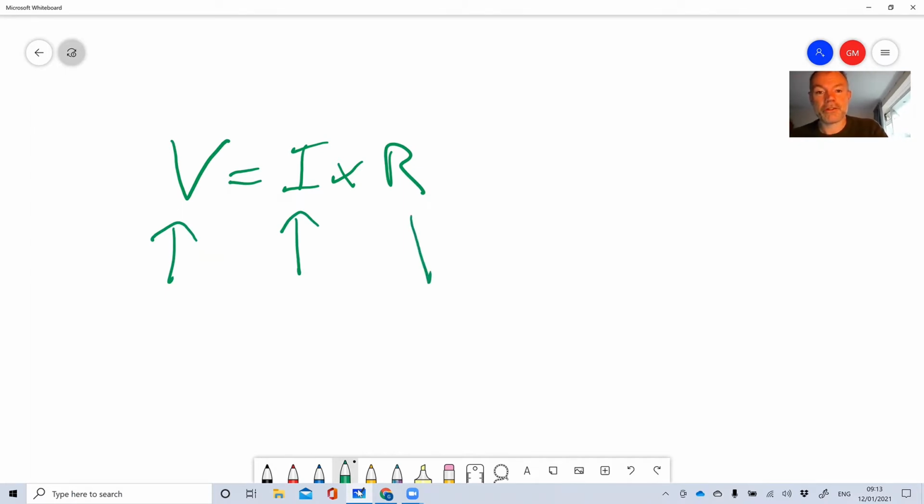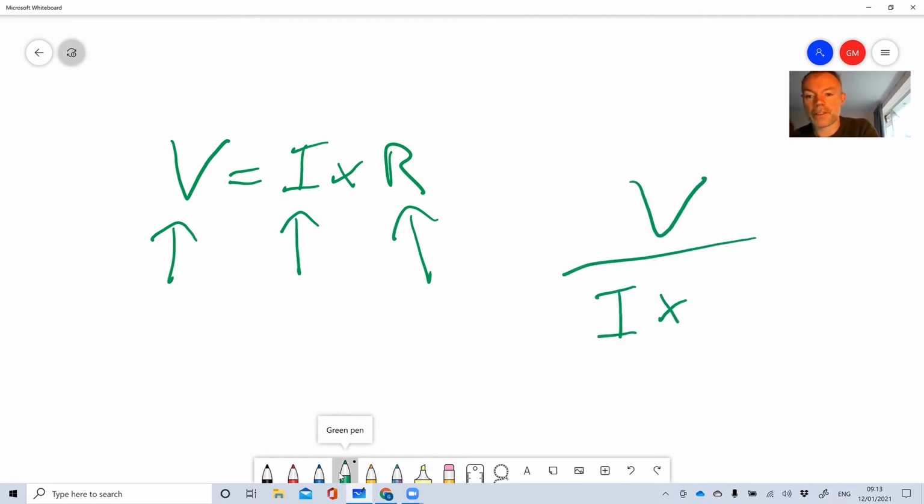And R is your resistance in ohms. Now, you will have to rearrange this. A lot of people, myself included, actually remember it in a triangle: V, I times R. Let's make a triangle there again.